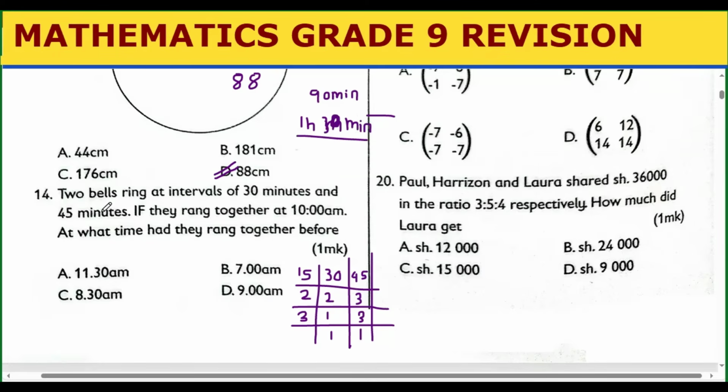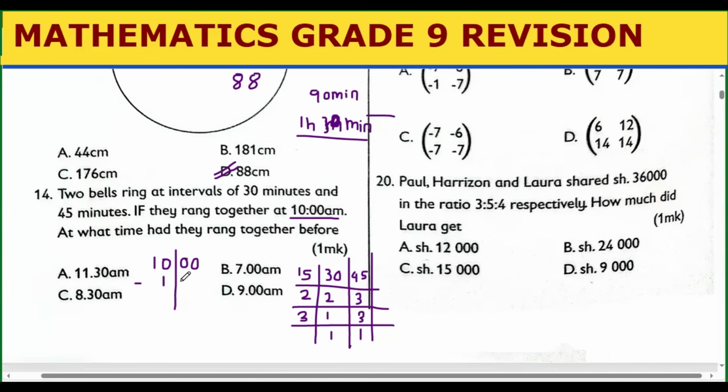Go to the question. Two bells ring at intervals. At what time had they rung together? Before means before 10 a.m., they had been rung together again at what time? So are we going to add or to subtract? By the way, kuna mtu alikuwa anashangaa. Are we going to add or subtract? That is my question. Because we have been asked before, so take away.